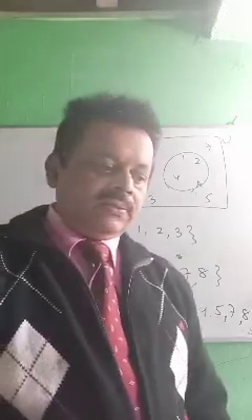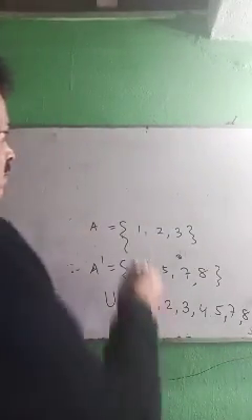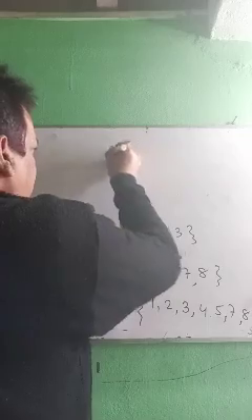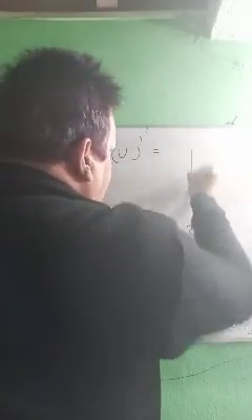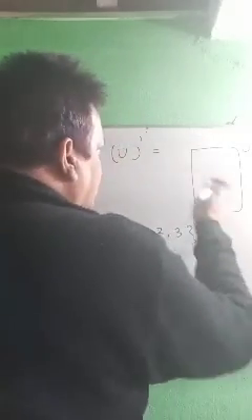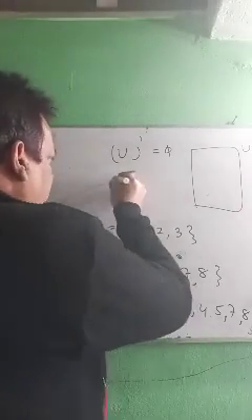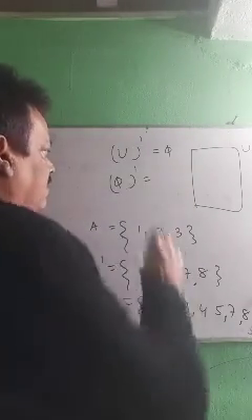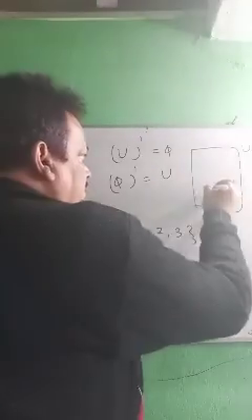Okay. So we got this now. Now the question is, you would remember, complement of universal set is, what is outside U? Look at here. Outside of U is nothing, that is empty. What is empty set's complement? Outside of nothing is everything. Everything means universal set.